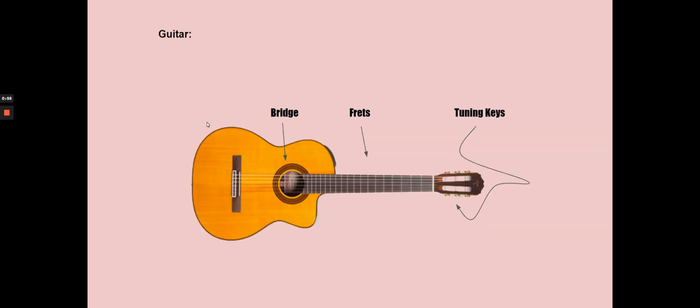Okay, so let's start off with looking at a guitar. Here's the bridge. Here are the frets, which are the spacings in between the metal linings. And these are the tuning keys.